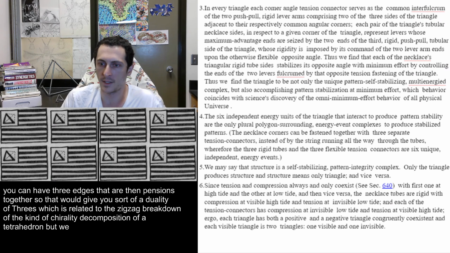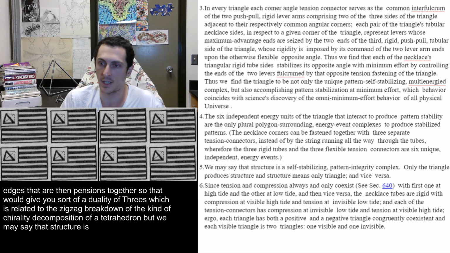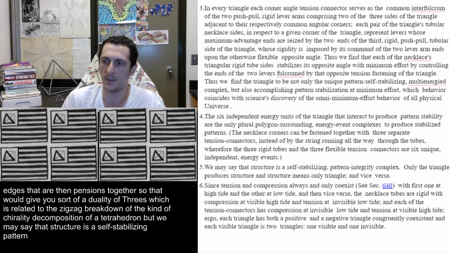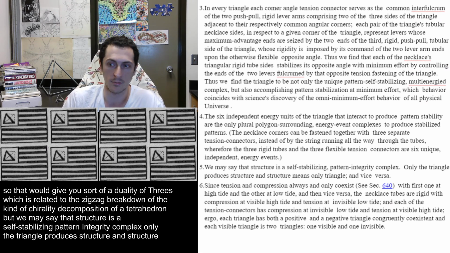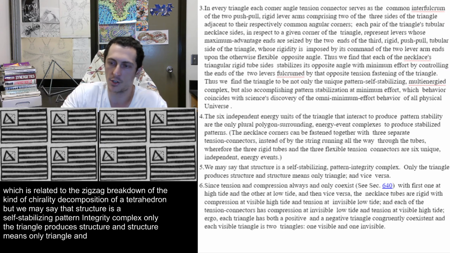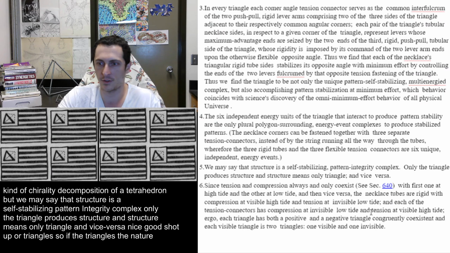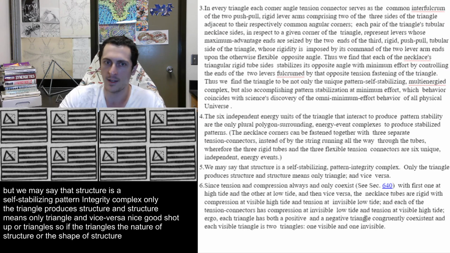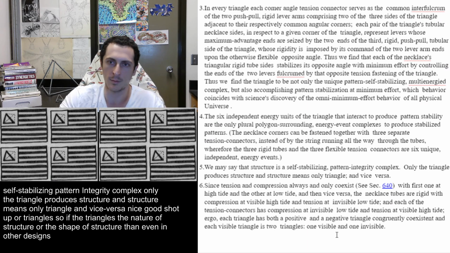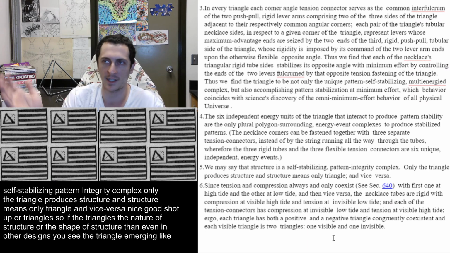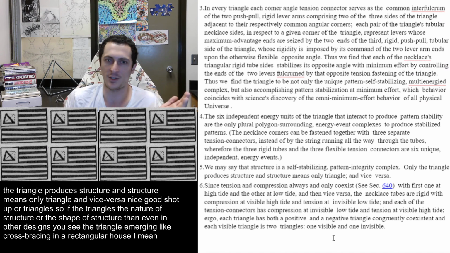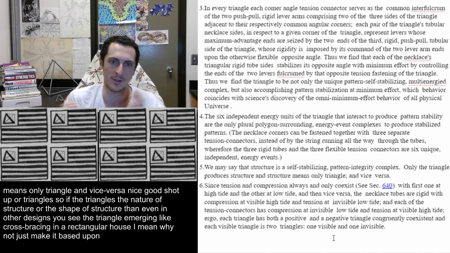5. We may say that structure is a self-stabilizing pattern integrity complex. Only the triangle produces structure, and structure means only triangle, and vice versa. Nice. Good shout out for triangles. So if the triangle is the nature of structure, then even in other designs you see the triangle emerging, like cross bracing in a rectangular house. I mean, why not just make it based upon a triangular structural unit?